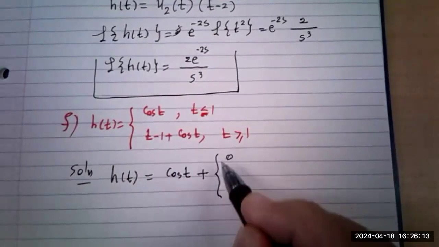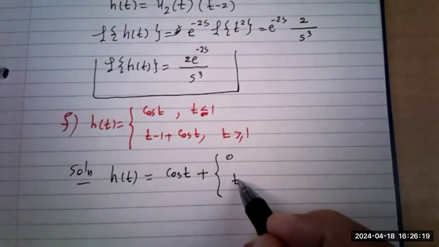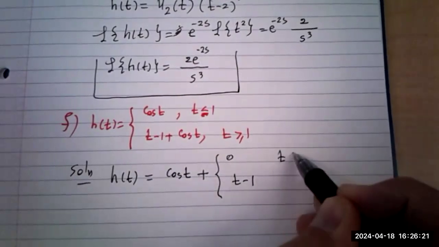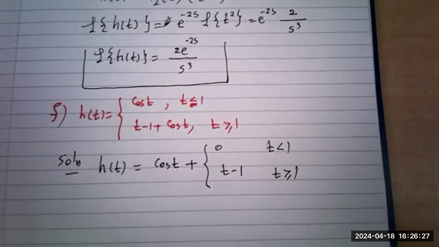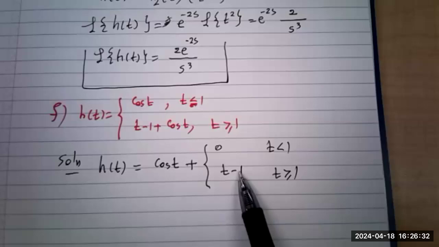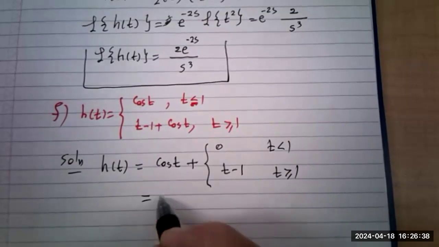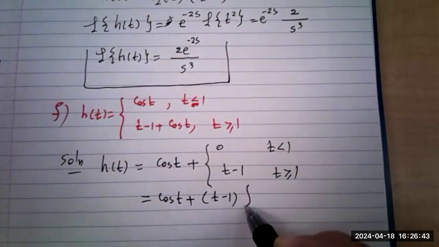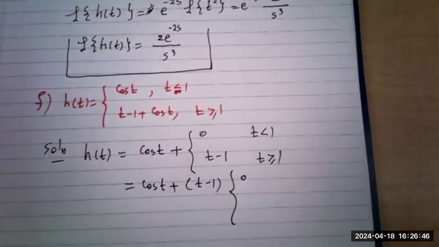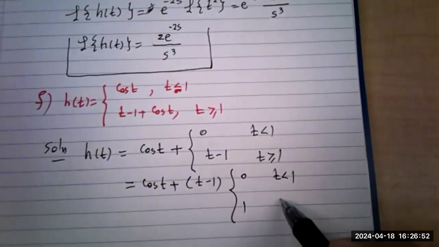Now this would be 0, because 0 plus cosine t would be cosine t. And over here we get t minus 1, when t is less than 1 and greater than or equal to 1. Any question? Now we have to take care of the second part. Second part, you need 0, 1. So we just factor this one out. So we continue. It's going to be cosine of t plus t minus 1 out. Then the leftover is going to be this function. You get the 0 when t is less than 1, and you get the 1 when t is greater than or equal to 1.